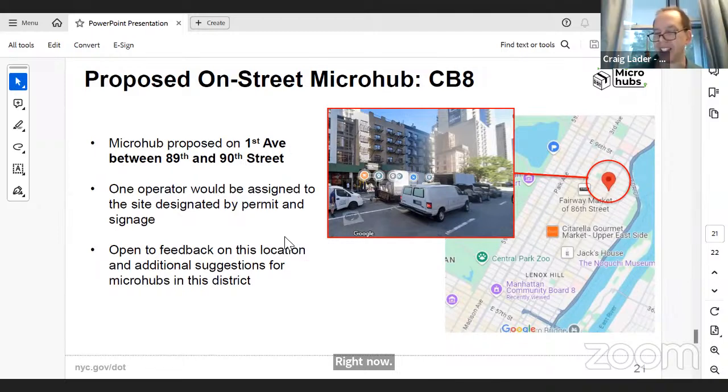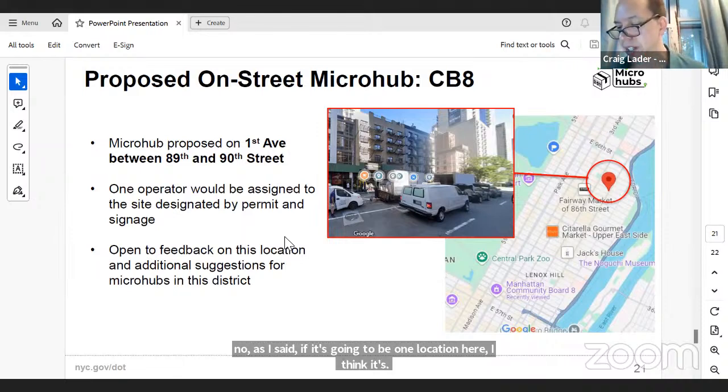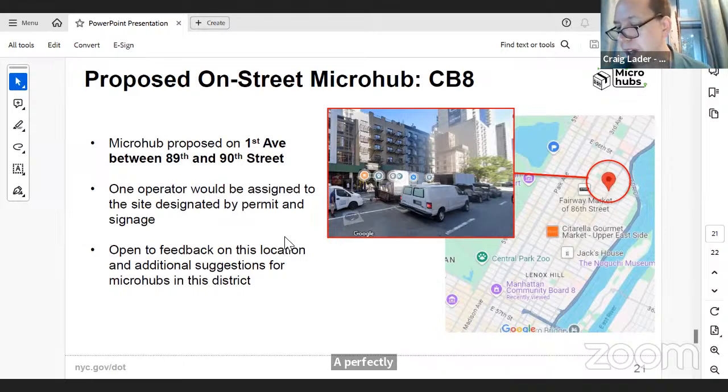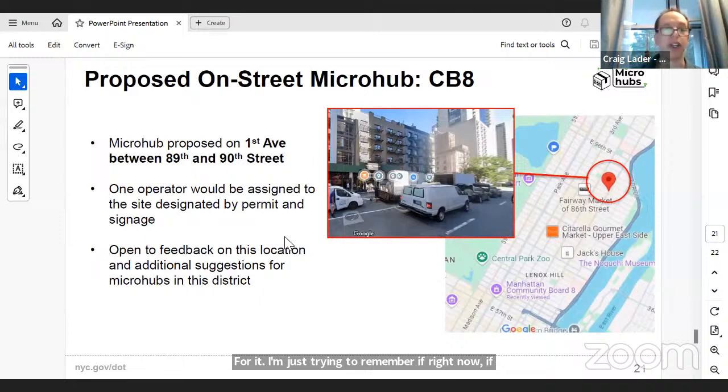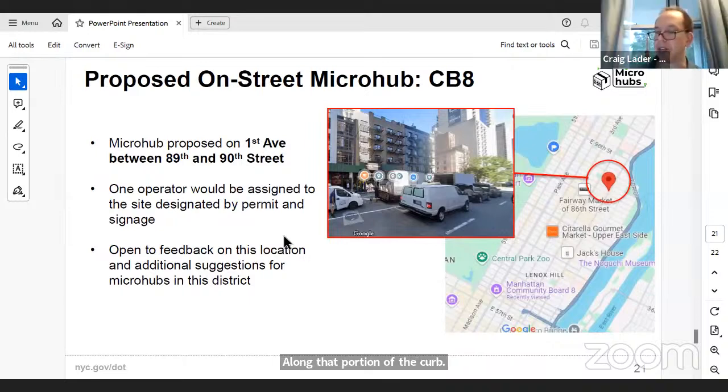No. As I said, if it's going to be one location here, I think it's a perfectly reasonable location for it. I'm just trying to remember if it's just general metered parking or if it already is a loading zone along that portion of the curb. This front one might be metered. Yeah, I believe it is as well. I know that you have the grocery store in the southern portion of that block. I'm just trying to remember.